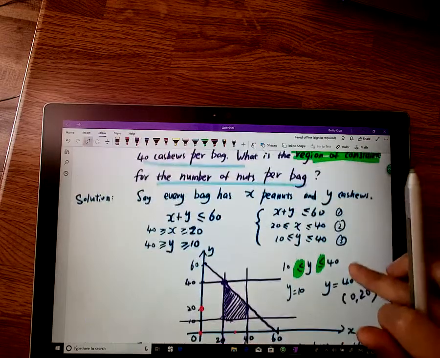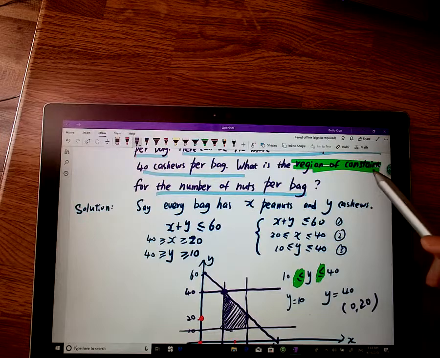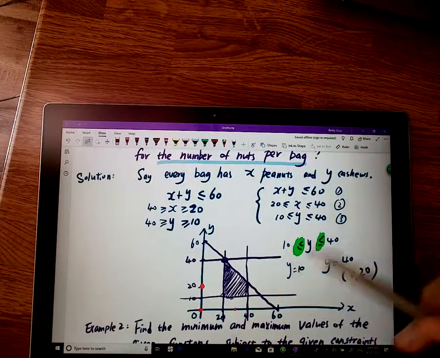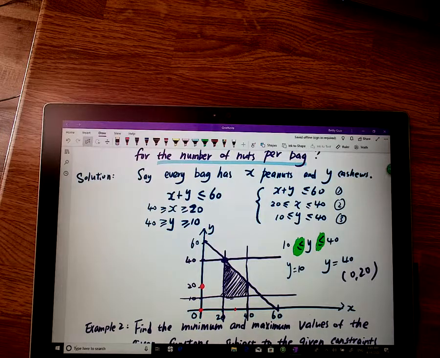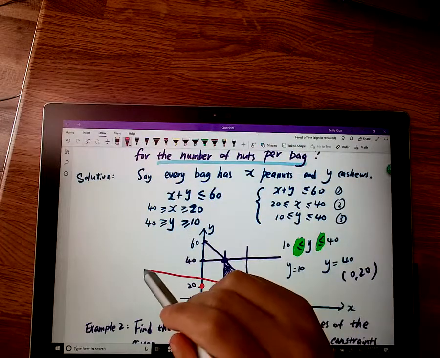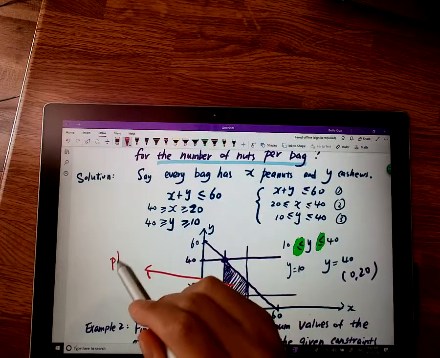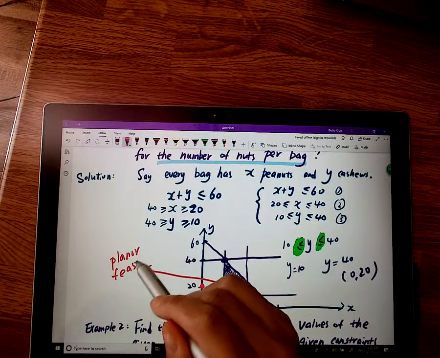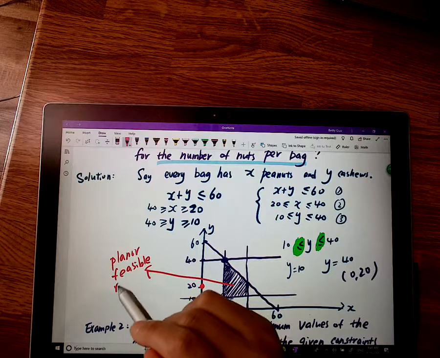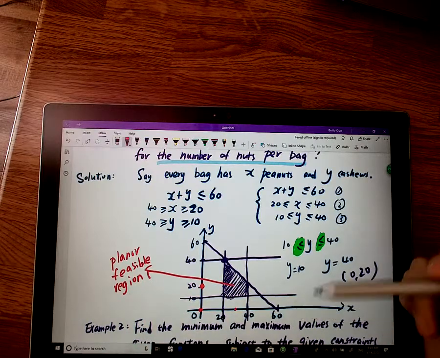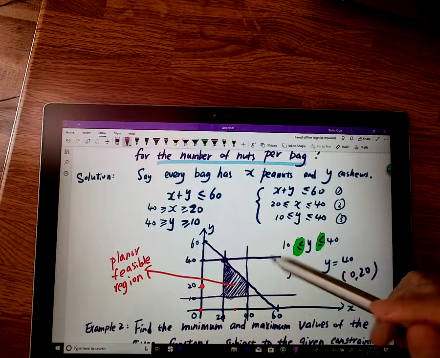And that region is called the region of constraint. There's another name for the region of constraint. It's called a planar feasible region. These are just different names for the same thing.